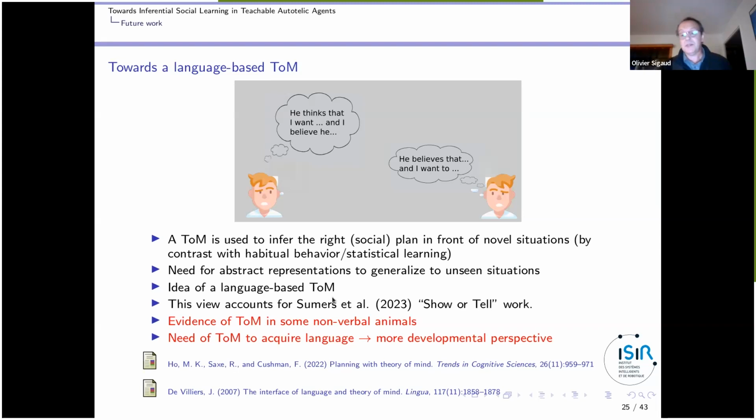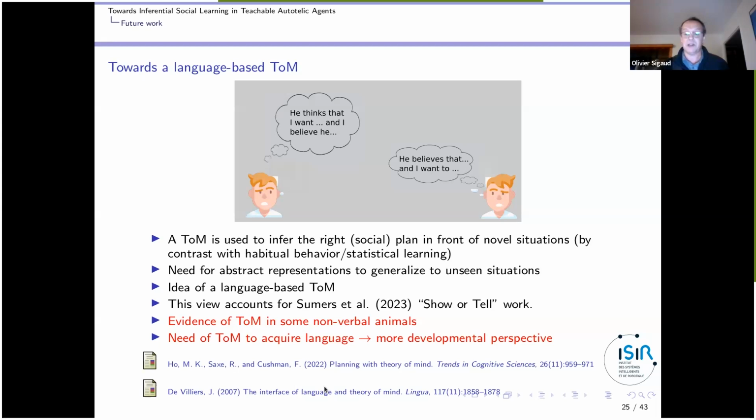But there is some issue about this that I wanted to mention, which is that some non-verbal animals like crows and a few birds and a few primates display some evidence of having a theory of mind, whereas they don't have a complicated language as ours. Also, there is this idea that you may need language to acquire a theory of mind, but you may also need a theory of mind to acquire language. That's developed in that particular paper.